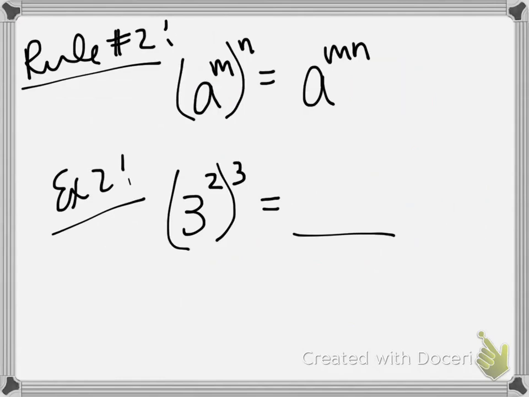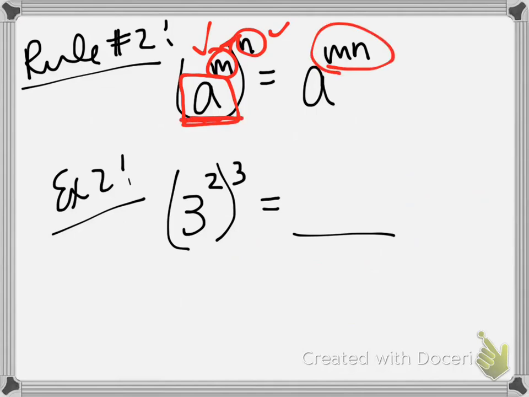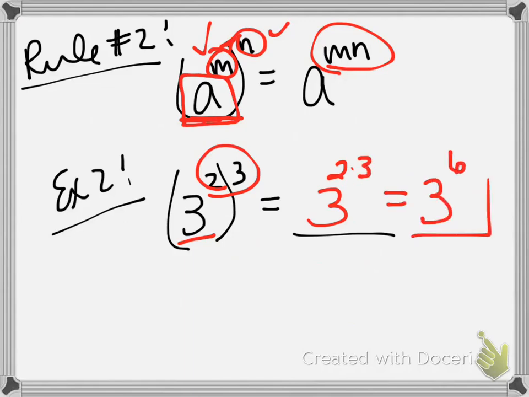The second rule is 1 base and 2 exponents. And this is often called the power to a power rule because you have a power inside and a power outside. And the rule says if I have a power on the inside of the parenthesis and a power on the outside of the parenthesis and I only have one base number, then I'm going to multiply those exponents. So if I have 3 to the second power to the third power, I have 2 powers, 1 base. So I keep my base and I'm going to multiply 2 times 3. So that's going to give me 3 to the 6th power.